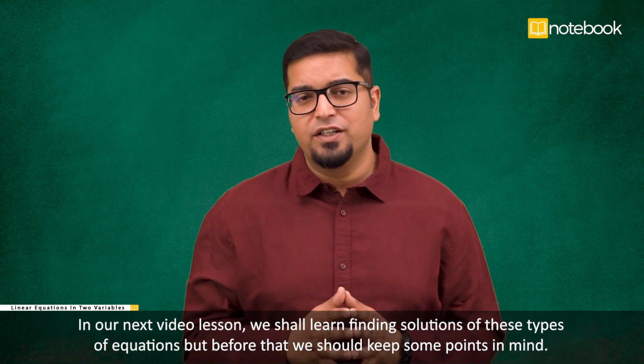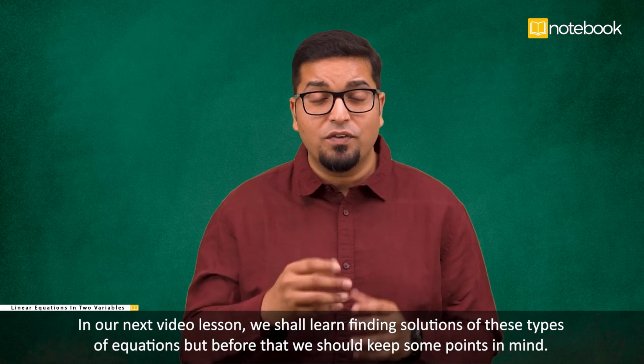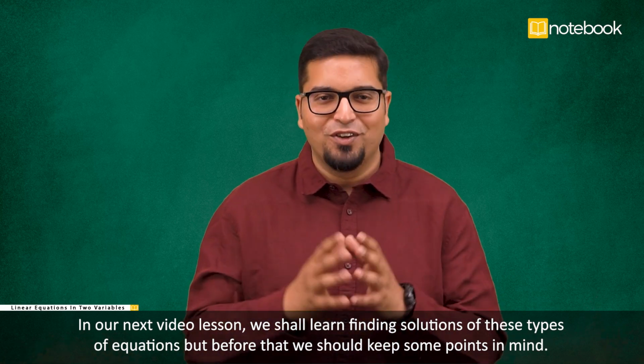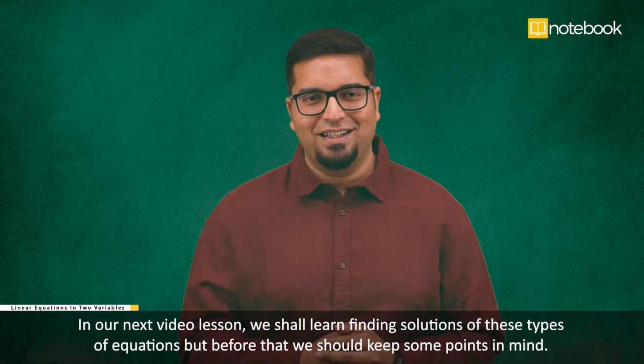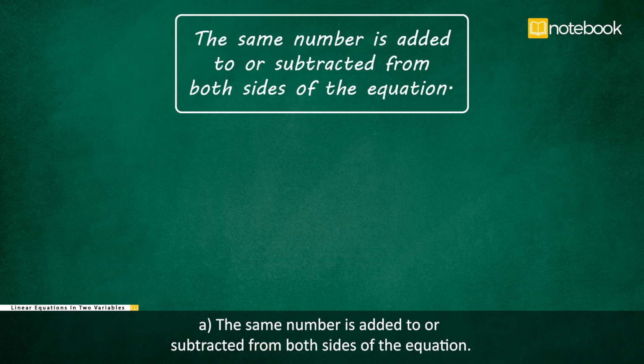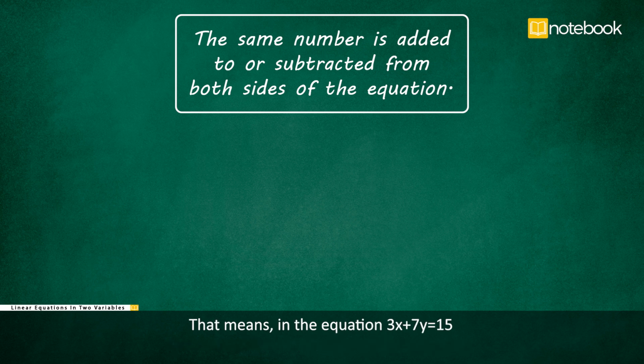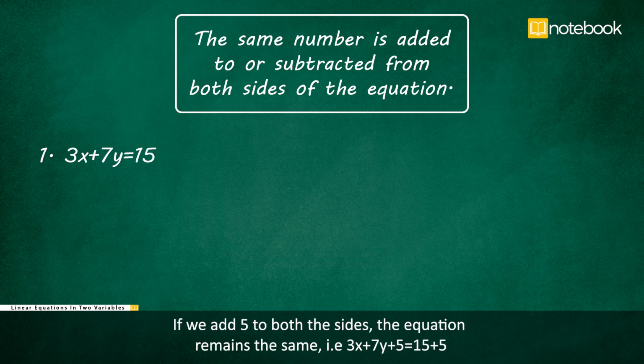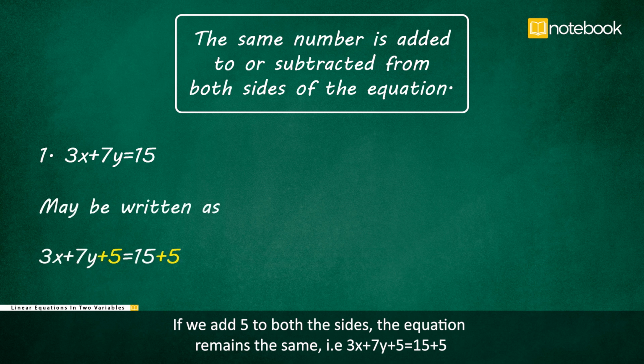In our next lesson video, we shall learn finding solutions of these types of equations, but before that, we should keep some points in mind. A. The solution of any linear equation is not affected when the same number is added to or subtracted from both sides of the equation. That means in the equation 3x plus 7y is equal to 15, if we add 5 to both the sides, the equation remains the same. That is, 3x plus 7y plus 5 is equal to 15 plus 5.